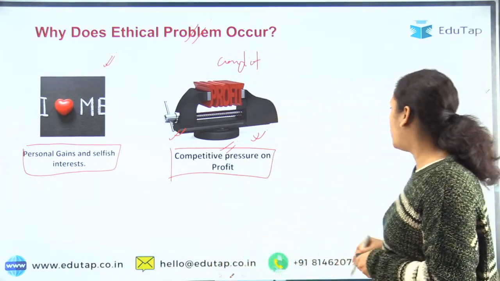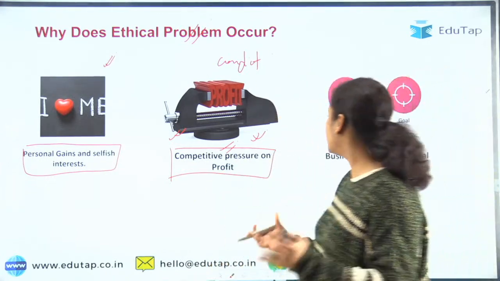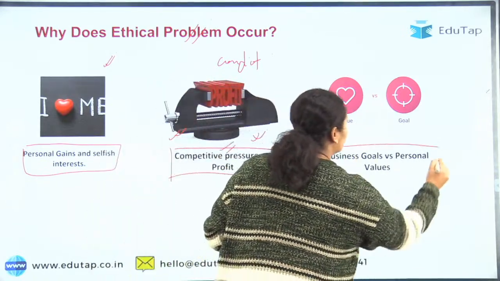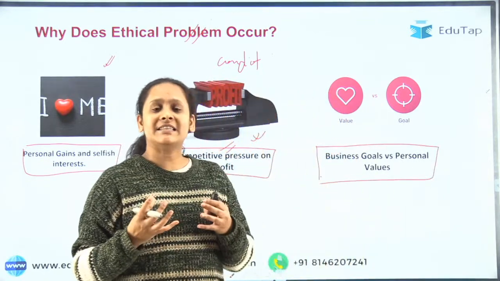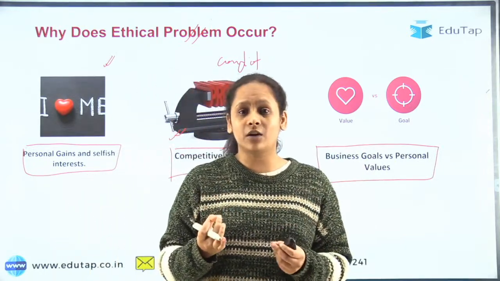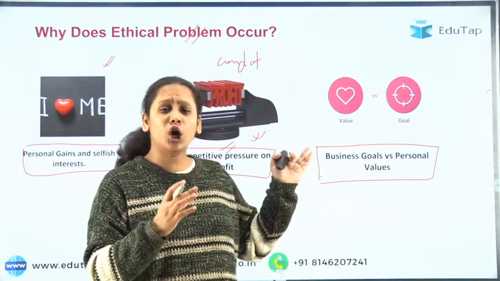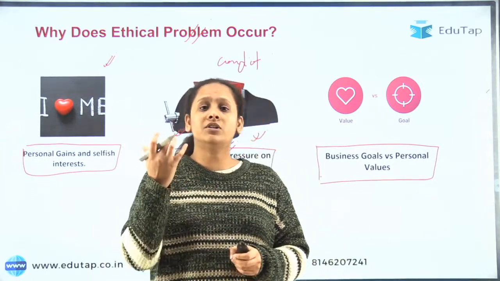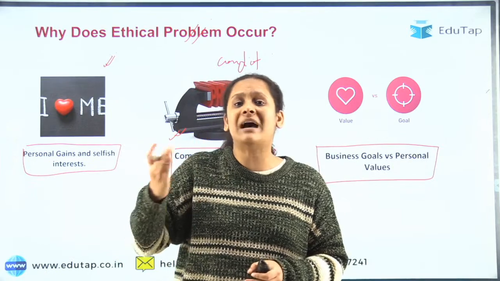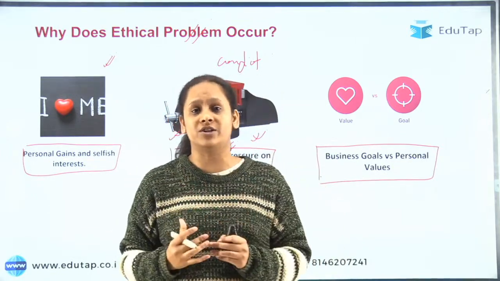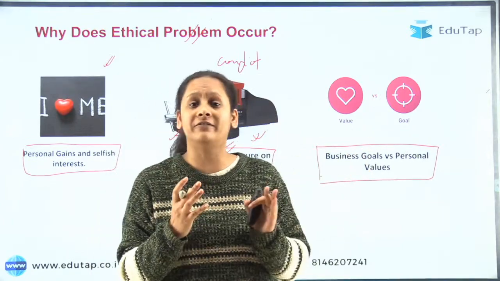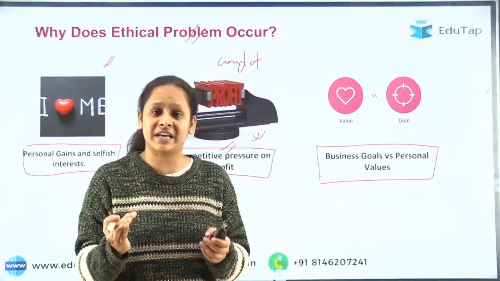Okay. Now, what is the third reason? The third reason for ethical conflict is business goals versus personal goals. See, when I say business goals versus personal goals, I simply mean that there are a lot of organizations which have certain goals or agendas which do not match with the employees' goals or agendas. So in that case, again, there will be a conflict arising in the organization.